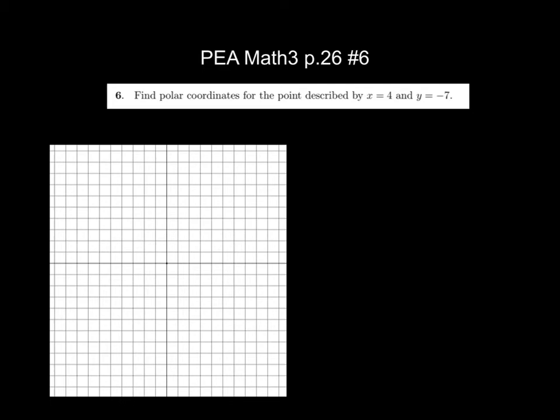This is Exeter Math 3, page 26, number 6. The question is to find the polar coordinates for the point described by x equals 4 and y equals -7. So the first thing I'm going to do is just graph 4, -7. Be about right there.